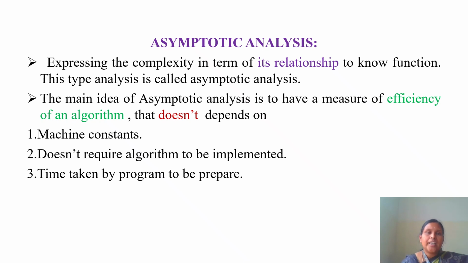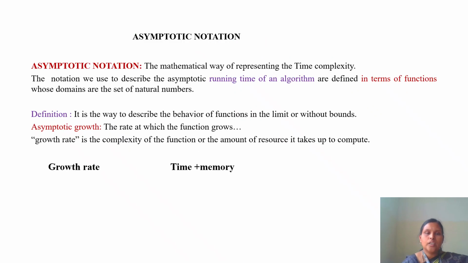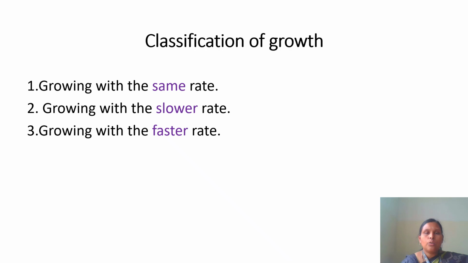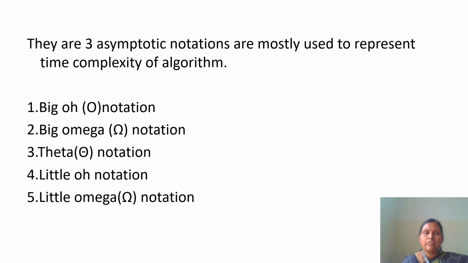Asymptotic analysis: expressing the complexity in terms of its relationship is known as asymptotic analysis. It does not depend upon machine constants, does not require the algorithm to be implemented, nor the time taken by the program to prepare. Asymptotic notation is nothing but the mathematical way of representing the time complexity. Asymptotic growth is the rate at which the function grows. The growth rate is the complexity of the function or the amount of resource it takes up to compute. The growth can be classified into three types: growing with the same rate, slower rate, and faster rate.